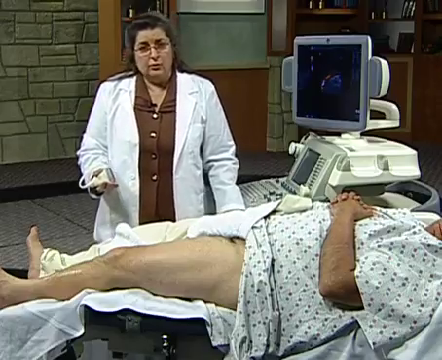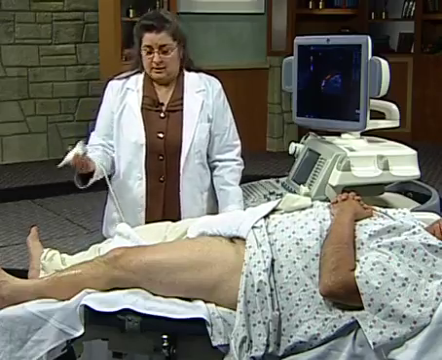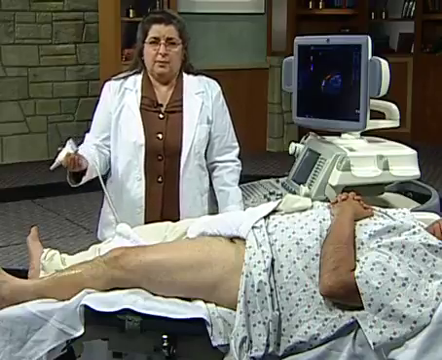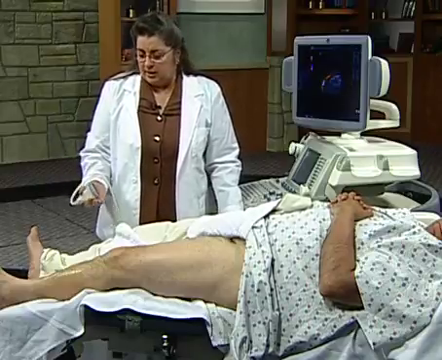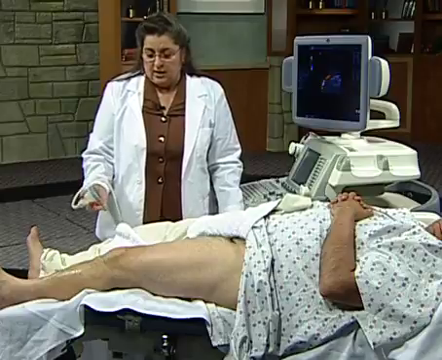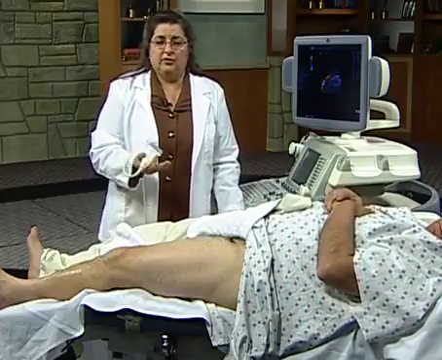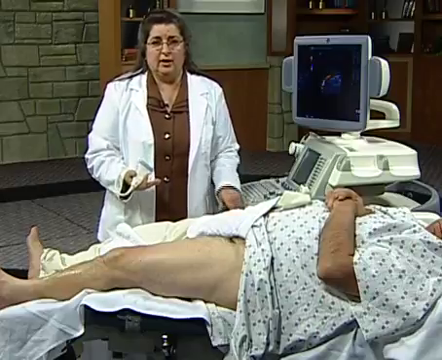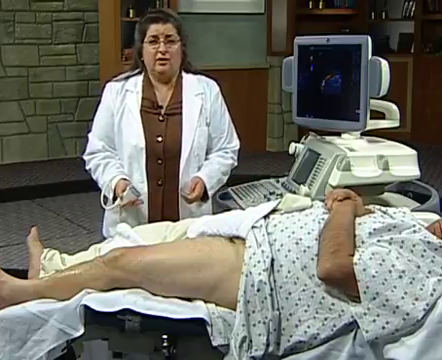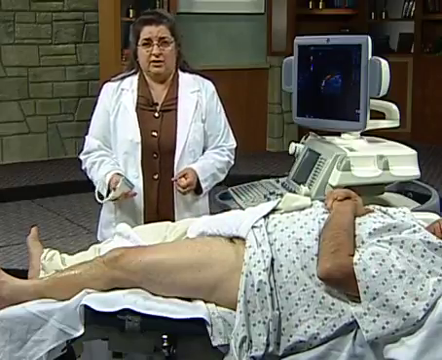So we've taken you through the tibial level vessels, the peroneal artery, anterior tibial artery, and the posterior tibial artery. We've also covered the popliteal and superficial femoral artery, profunda femoris artery, and common femoral artery, and that concludes our evaluation of the lower extremity arterial system.